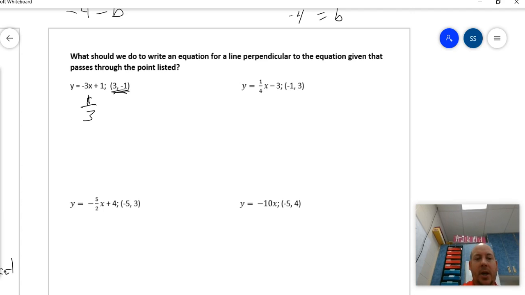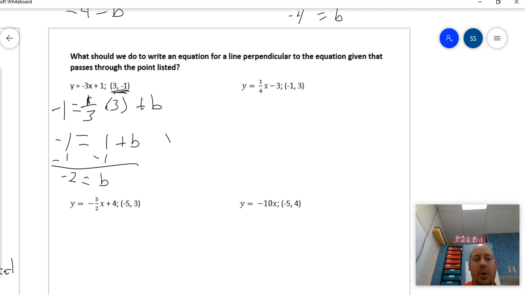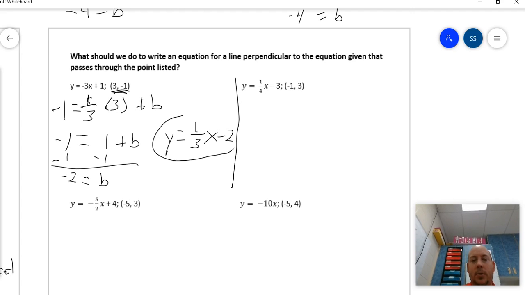So my y value is -1 equals 1/3 times x, I'll just put in parentheses, times 3 plus b. We're trying to solve for our y-intercept. So 1/3 times 3 is 1. If I take away 1 from both sides, I get -2. So my equation would be y equals 1/3 x minus 2. That's my solution.